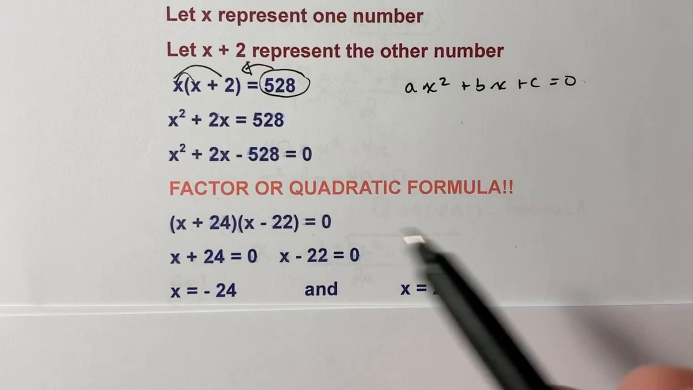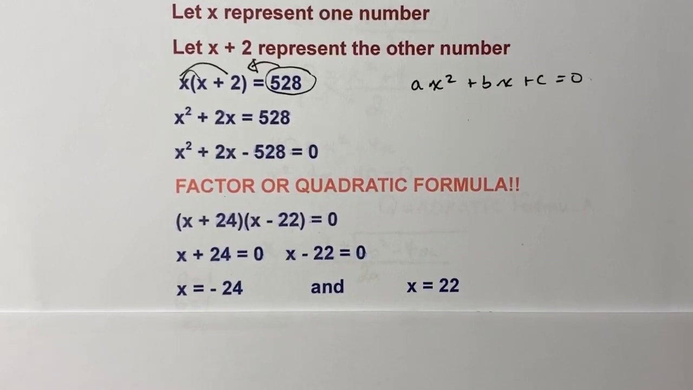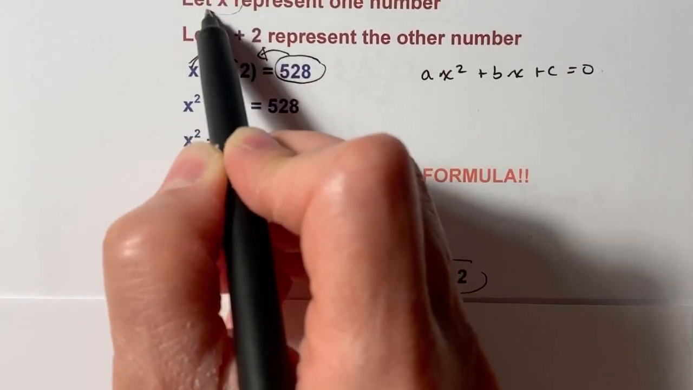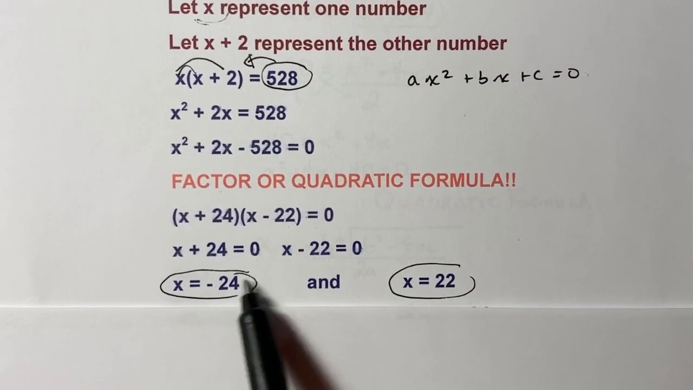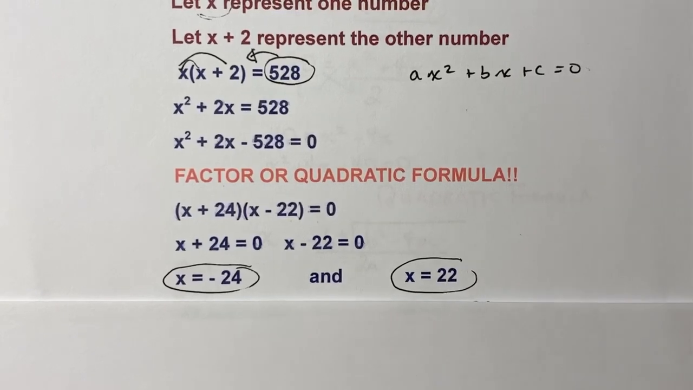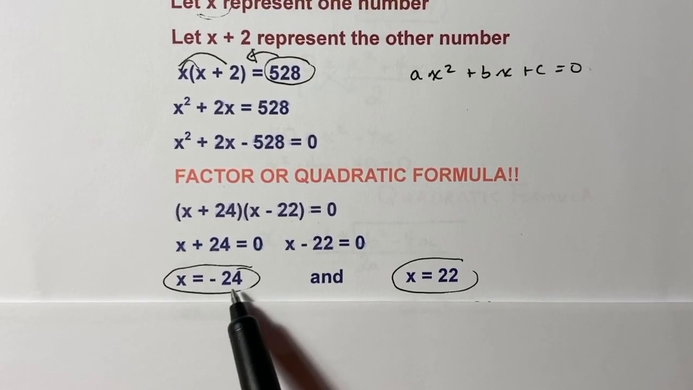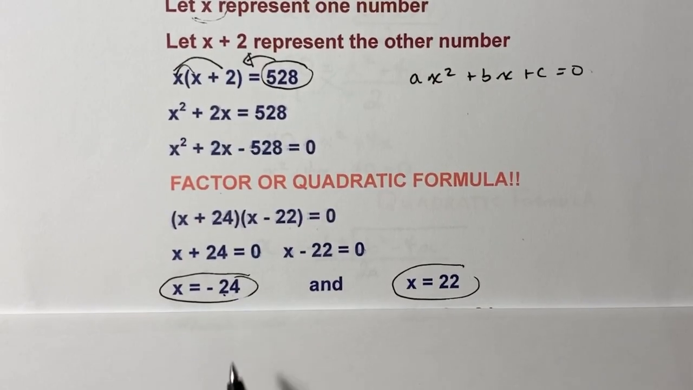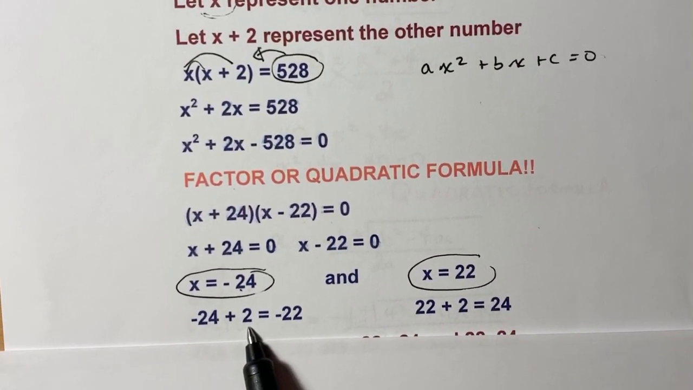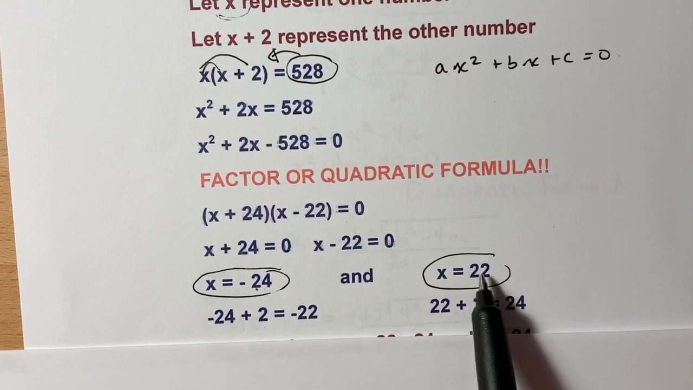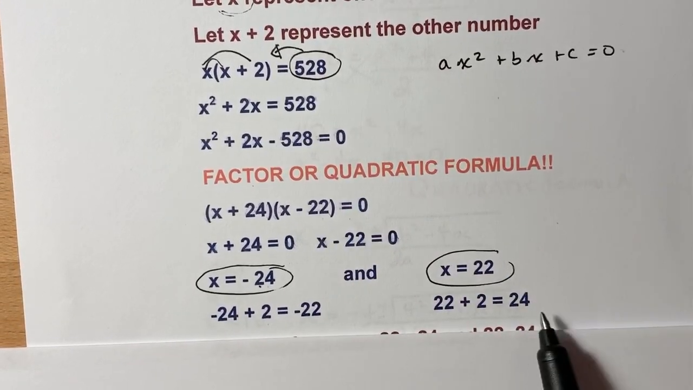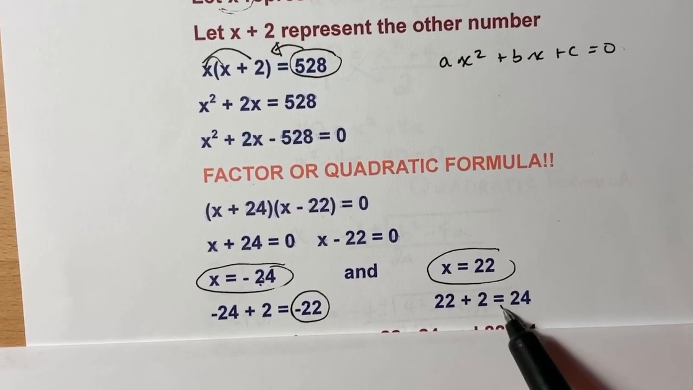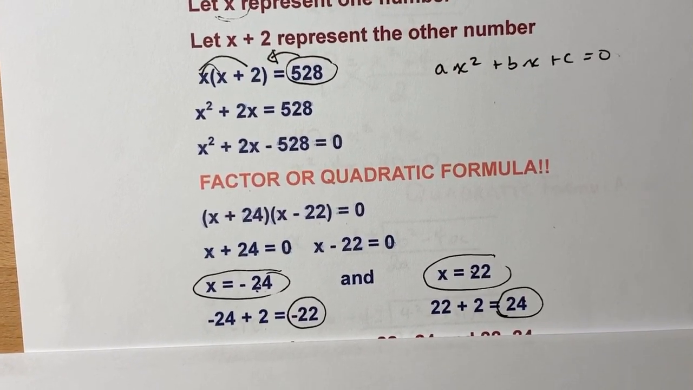Now remember that this x value is this x value right here. These are not consecutive, right? We've got two sets of answers here. So now I'm going to take this negative 24 and I'm going to add 2 to get negative 22. Then I'm going to take this 22 and add 2 to get 24. These are consecutive and these are consecutive and they're even.